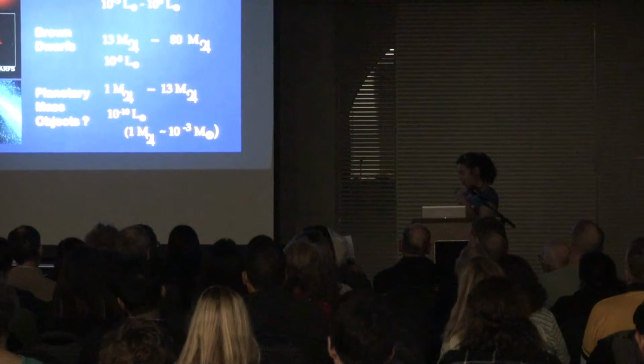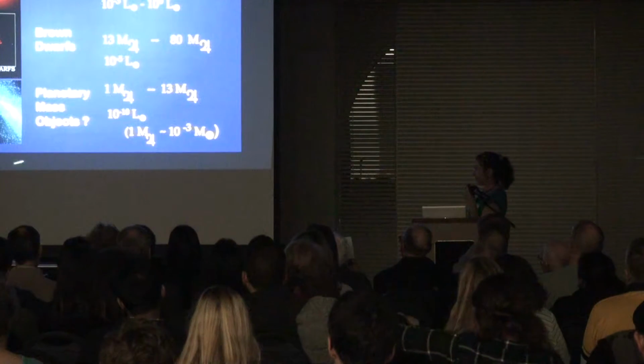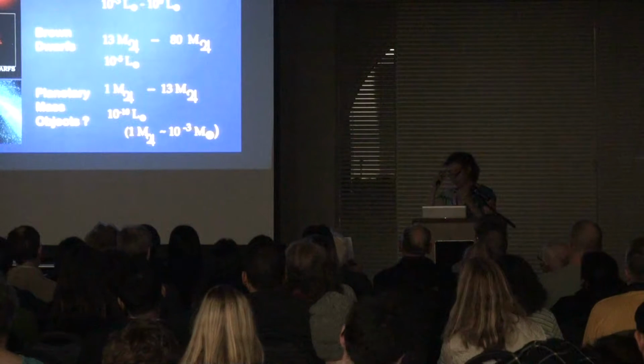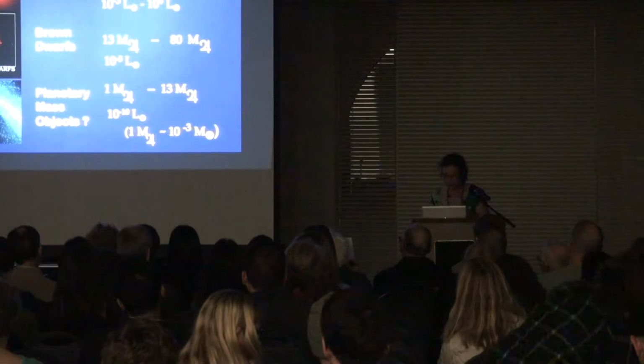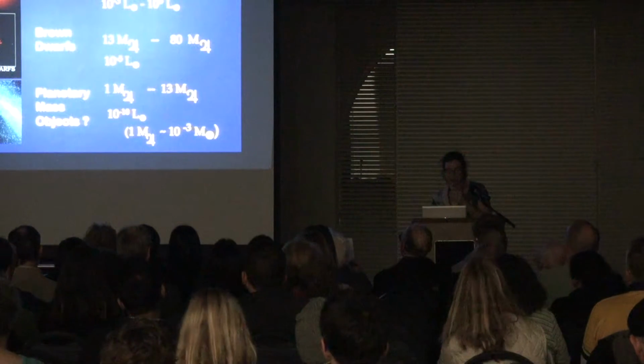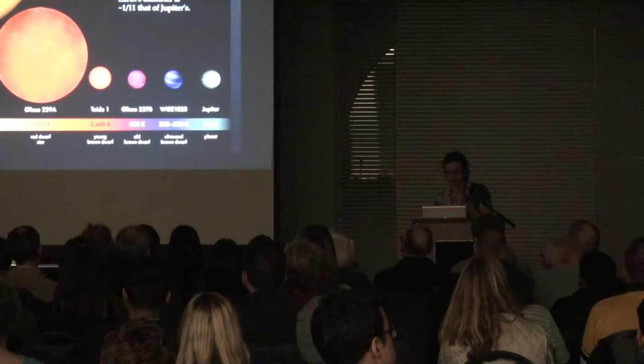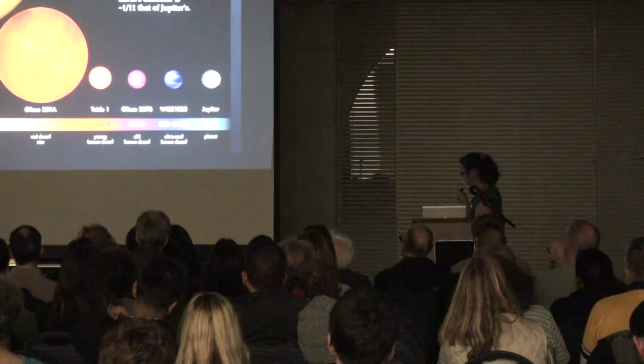So that's why Pluto finally got demoted from being a planet, because it has not swept its orbit clean. So we have to call these objects planetary mass objects, not planets, for that reason.